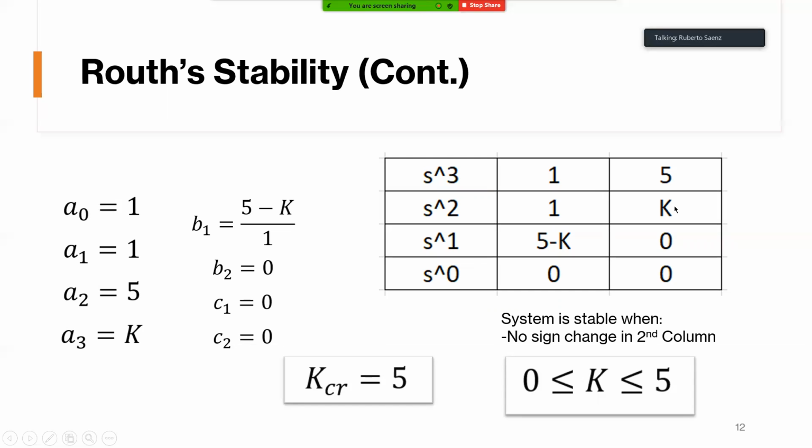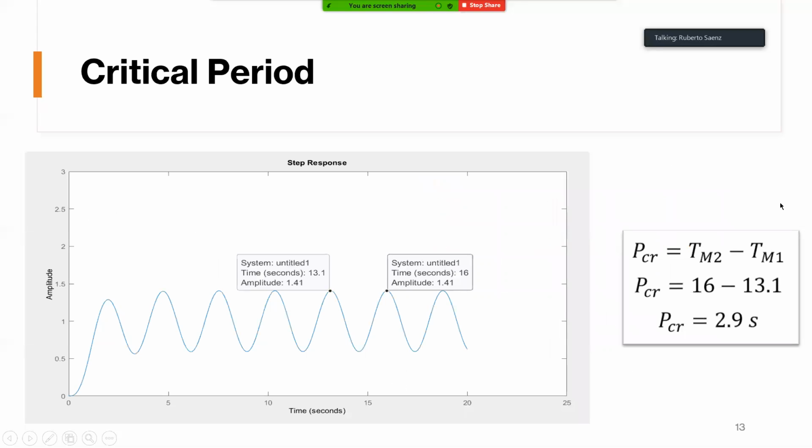Solving for k in the b1, we can find a suitable gain range that will keep the system stable. In order to keep the system stable with root stability, the value of k has to be greater than 0, and there can be no sign change in the second column. So in order for us to not have a sign change in the second column, our k value needs to be lower than 5. Because if it's greater than 5, we will end up with a negative value, making our system unstable. And so our range for k will be 0 to 5, and our critical gain is going to be 5, since that's the one where it changes.